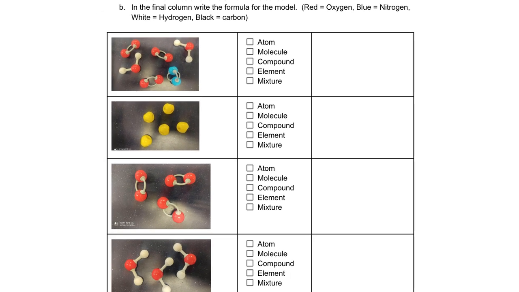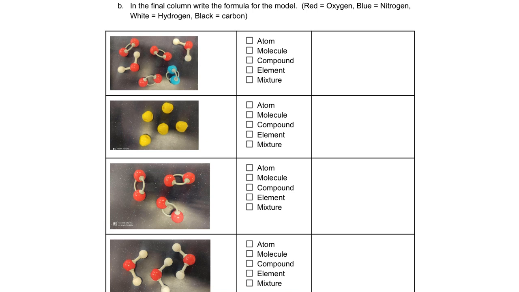Let's look at the first one. Is it an atom? No, I don't have any individual atoms there. Is this a molecule? Technically, each one of these is a molecule. As I look at it, this is a molecule, this is a molecule, this is a molecule, but they're all different types of molecules. So I'm not going to check that one off. I'm going to say, no, that's not really a molecule.